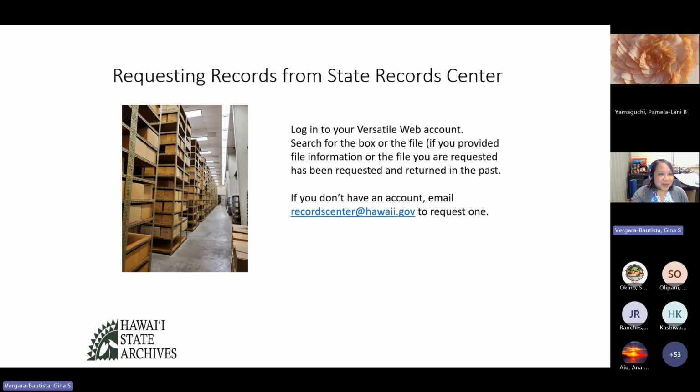When requesting records from the Record Center, we used to ask you to fill out an Excel form. Now we ask that you log into the Versatile website. And if you don't have an account and you need one, please email recordcenter@hawaii.gov. Besides your name, we will need your agency, your phone number, and your street address, so we can put all that information to send records to you.